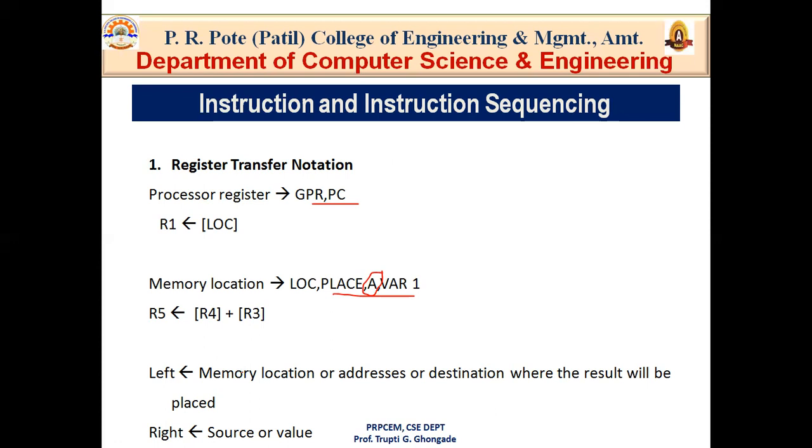Okay, so these registers are predefined, and these names are also predefined: location, place, accumulator, variable, data in, data out, in status. These are all predefined names. We will use these names to denote the following registers, and to denote processor registers, that is GPRs, we use R0, R1, R2 up to Rn. Rn means there are n registers in your processor.